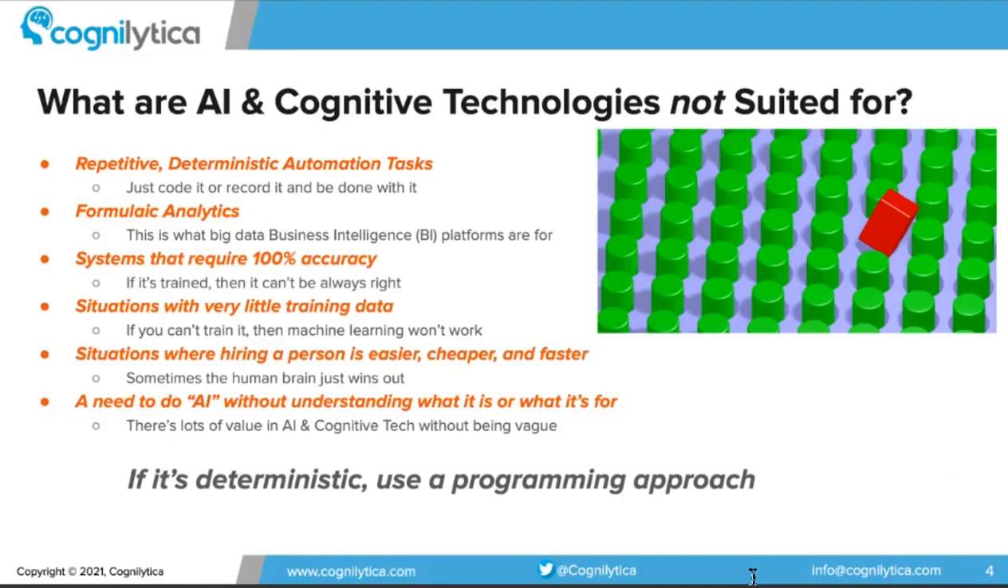Also, situations where hiring a person just may be easier, cheaper, and faster. It takes time to build these systems. You can't just grab it and start using it. So if it's going to be a small project or something where just hiring a human is easier, that might be a better solution. And also, don't do AI just to do AI because it's a cool factor or a buzzword, people are talking about it. Make sure that it's actually providing value and being used in the right situation. So as Ron mentioned earlier, if it's probabilistic, go ahead with AI. If it's deterministic, use a programming approach instead. Right.